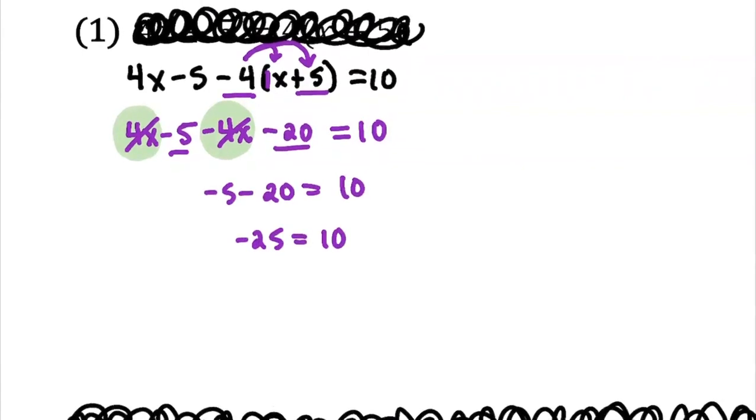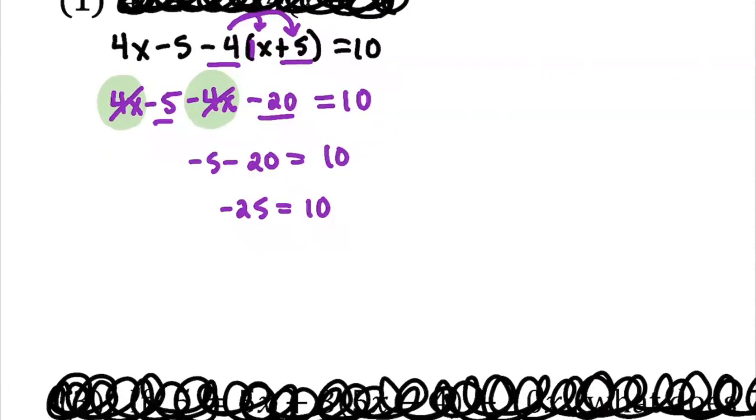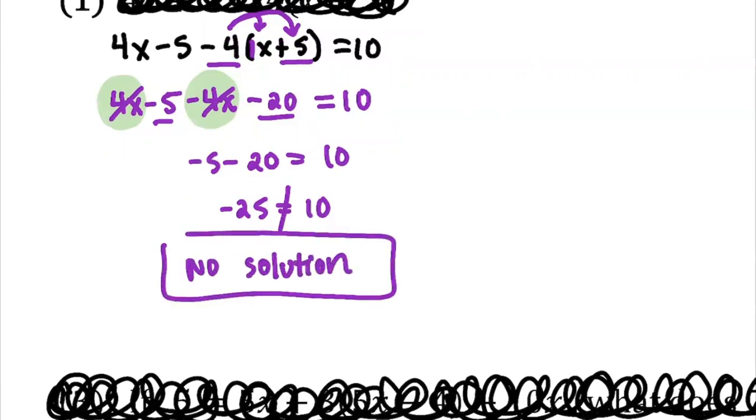Now, because your variables cancel, that tells me right now that we're between one of 2 types of solutions. This is either going to be our no solution or our infinitely many. And since -25 does not equal 10, final answer on this one we would say is no solution. Your answer is literally the words no solution.